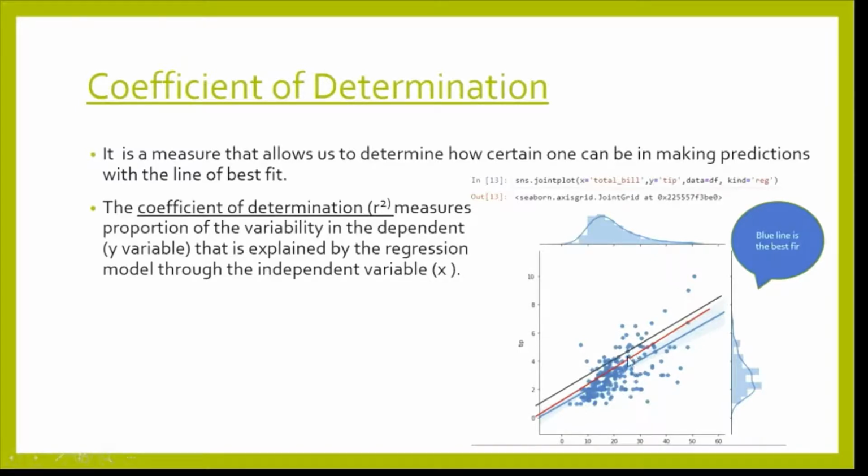Now, to determine that this line is the best fitted line, we have something called the coefficient of determination, and this is also called R square. When you have R square, it allows us to determine how certain we can be in making predictions with this line of best fit. Okay, so to give you a definition, R square measures the proportion of variability in the dependent variable which is explained by this regression model through the independent variable.